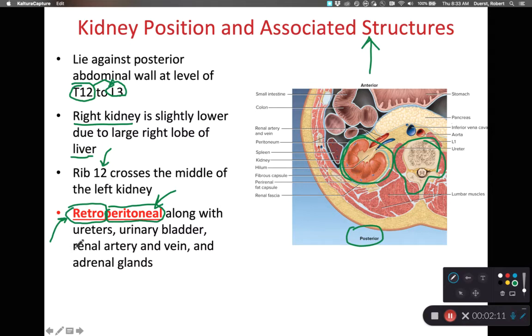So to use more updated terminology, instead of saying retroperitoneal, we would say posterior to the abdominal pelvic cavity or abdominal cavity. And that's where we see this kidney located. We also are going to have the urinary gland, the urethra, and the urinary bladders, all part of this retroperitoneal structure.